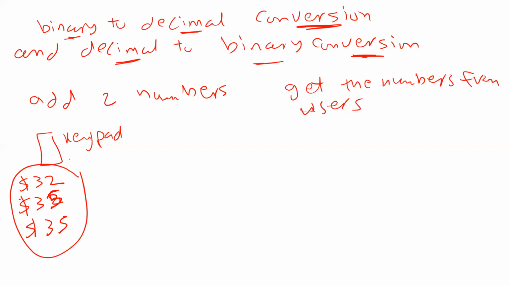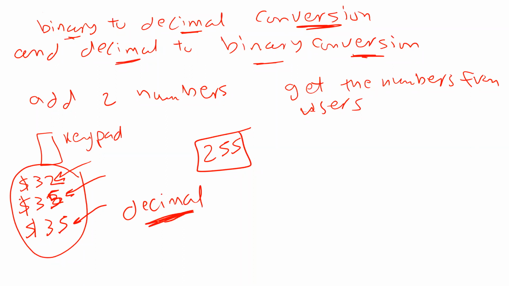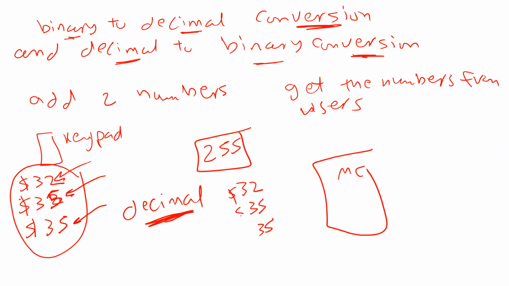So what should this number be? This number has to be 255. You ask the user to give you a number, and the user gives you 255. But the way you are going to receive this 255 is the ASCII of 2, the ASCII of 5, the ASCII of 5, because every ASCII here is a key stroke. Is that okay, guys? This is decimal. So the microcontroller is going to receive 32, 35, 35. That's what I'm explaining now, okay?